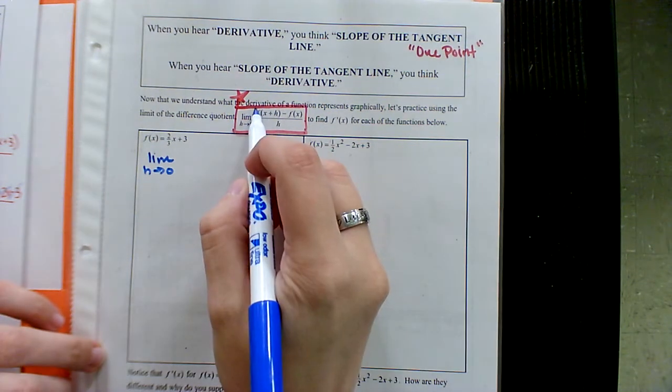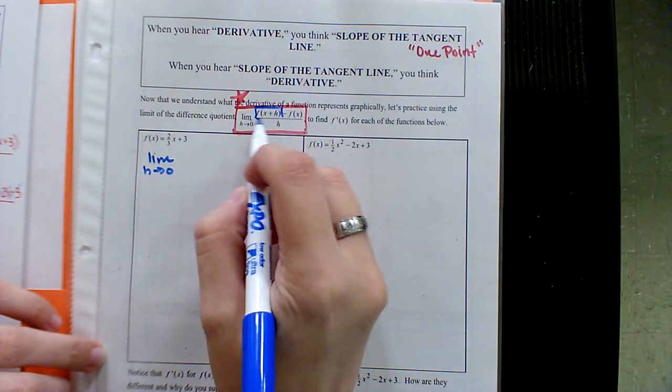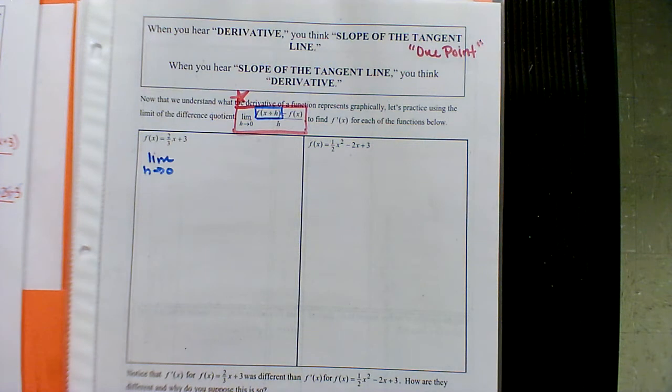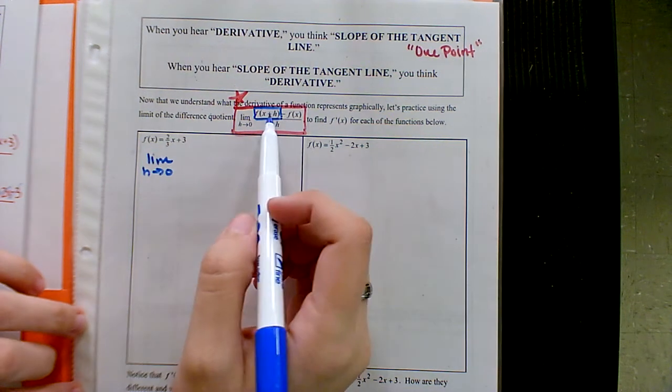The first piece in this special limit is f of x plus h. What is that notation telling us to do? What do you think, Braden? Plug x plus h in for x.